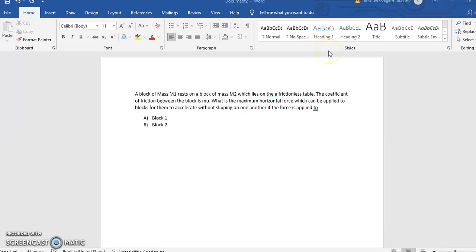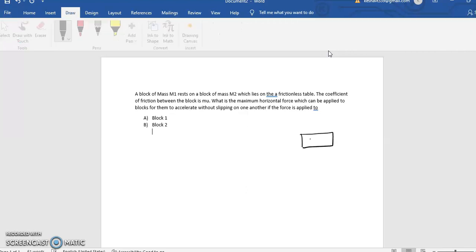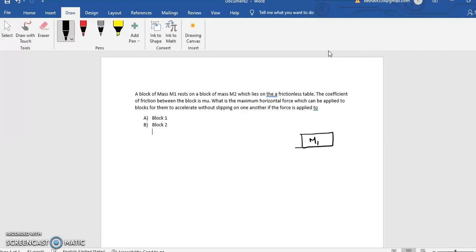So in this question we have two blocks. One block is M1 and the other block is M2. There is friction between the M1 and M2 surfaces, and the coefficient of friction is mu. Both blocks are kept on a frictionless table, so mu between the table and the blocks is 0.